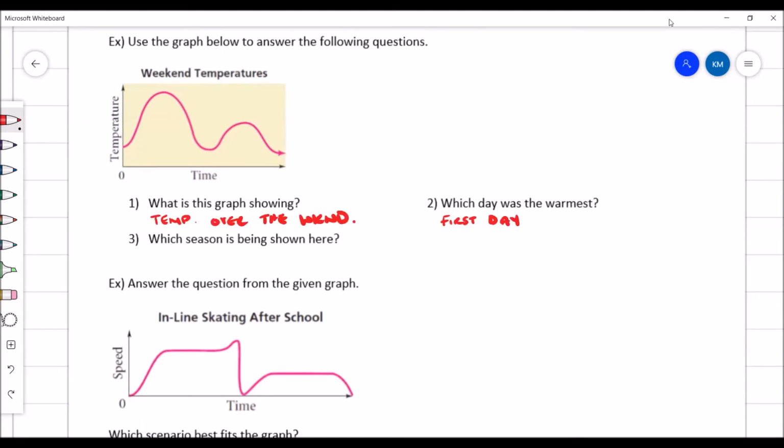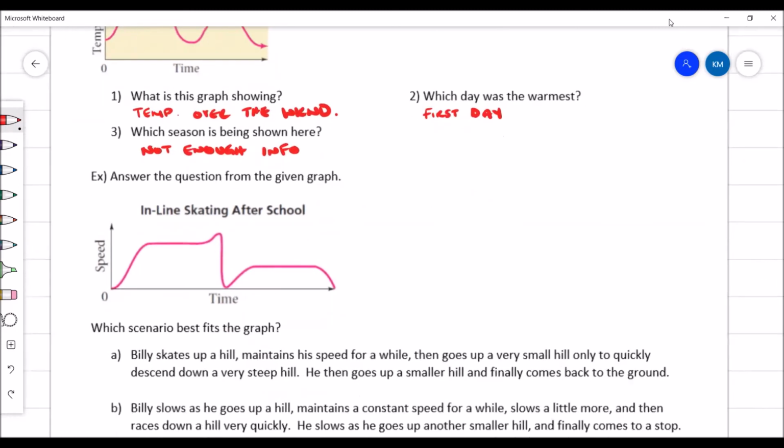If they were giving us, hey, this is 90 degrees, we could say, oh yeah, this is the summer, but they don't give us that information. They just say temperature's up, temperature's down. So I'll say not enough info. Temperature can fluctuate like this in any season. So we can answer that question right now.